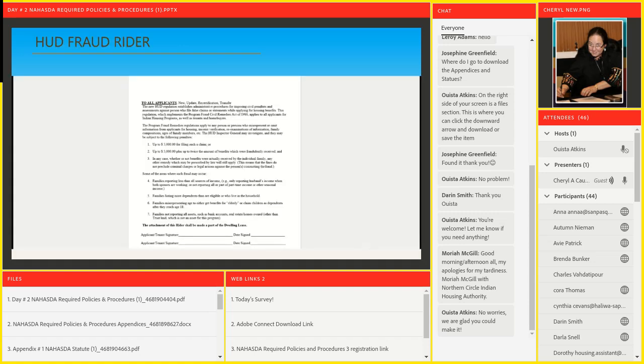And you should also have a HUD fraud rider on your packets, okay? To all applicants, the program fraud remedies in the regulations, up to $5,000 for filing such a claim, plus up to twice the amount of benefits that were fraudulently received. You should have some type of a fraud rider on your packet so they know. You can put one up above the application for all your programs, something saying you need to take very, very seriously answering these forms correctly, just so they're aware.